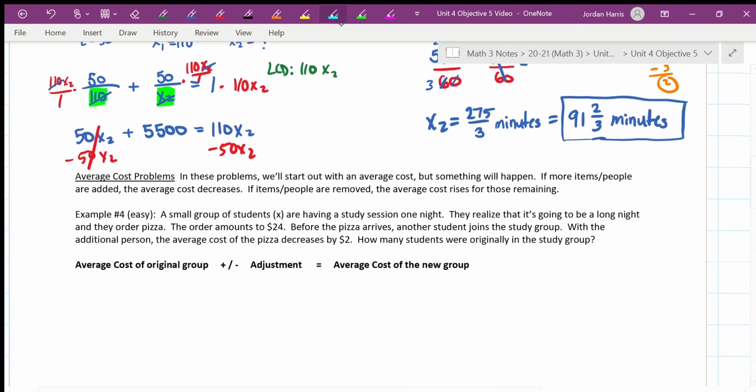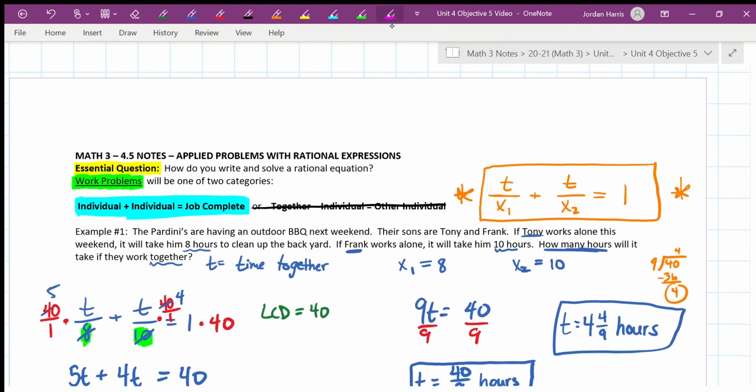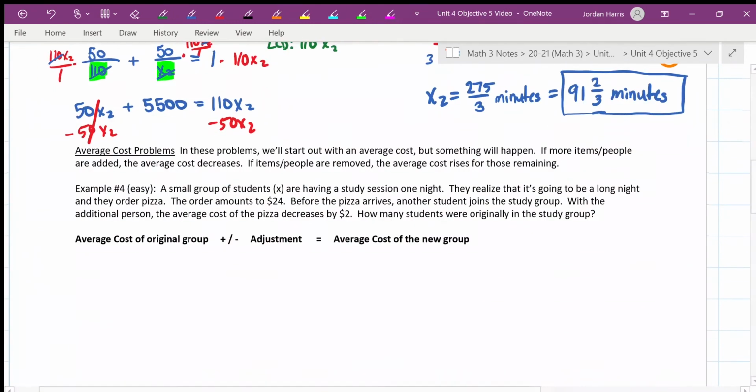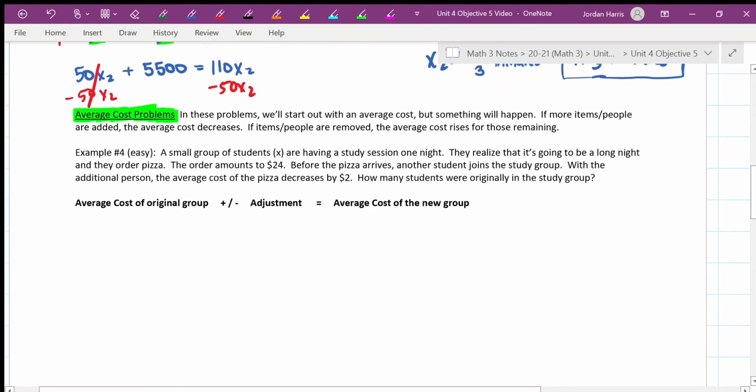All right, so that's the first type of problem. That was the work problems. Okay, now we're going to do the average cost problems. The average cost problems will start with an average cost, but something will happen. Either more people are added or people leave or are removed.